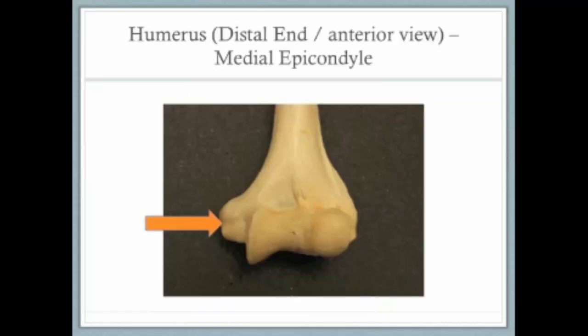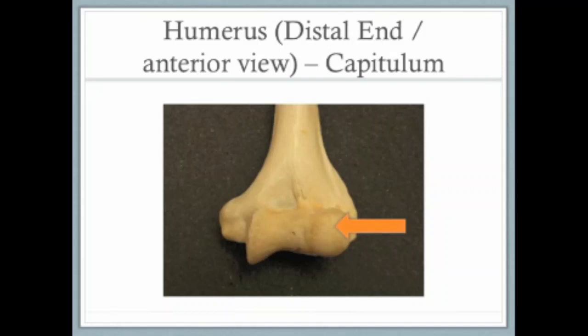Looking at the distal portion of the humerus, we find the medial epicondyle. The medial epicondyle is the origin of the flexors of the wrist. On the lateral side, there is the lateral epicondyle. The lateral epicondyle is the origin of the wrist extensors. The globe-like structure on the lateral portion of the humerus is the capitulum. It is the articulation site of the head of the radius.